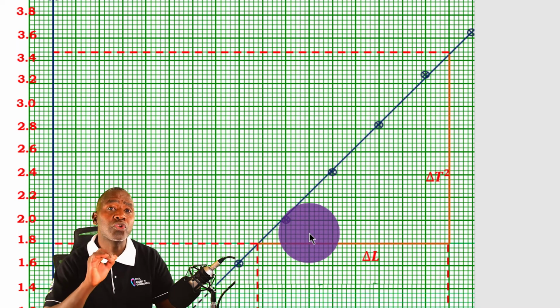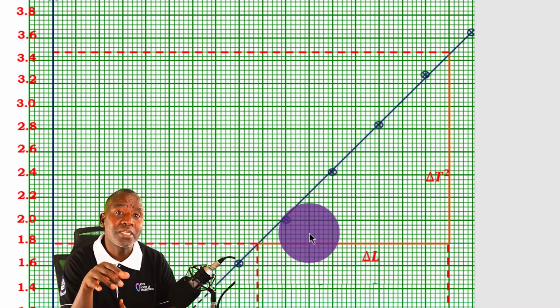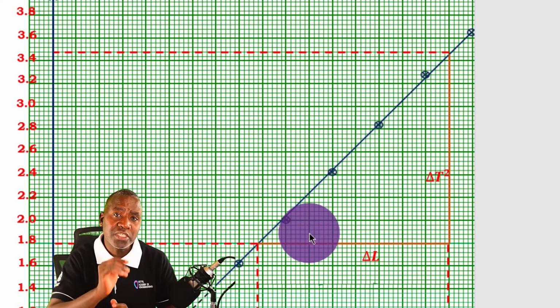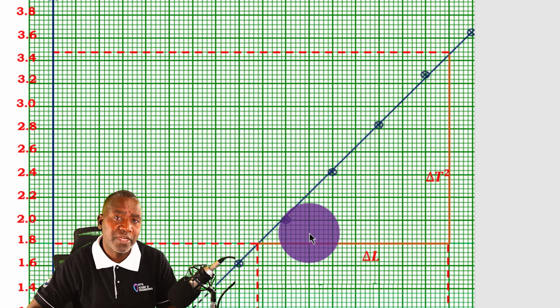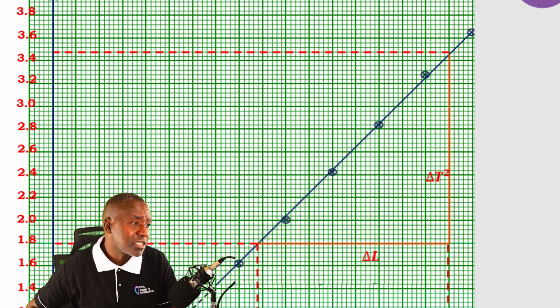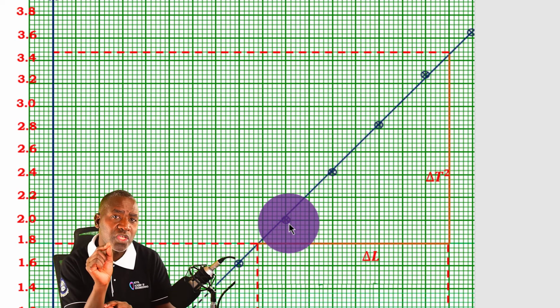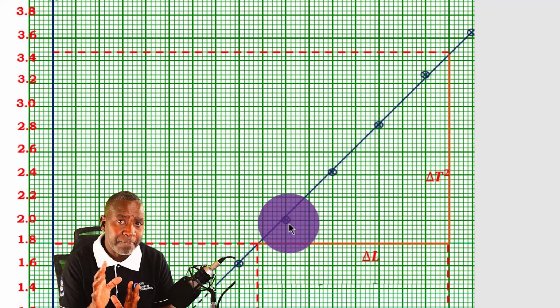Sometimes you may even draw the best fit line in such a way that it doesn't pass through any of the points, but it has left an equal number of points above and an equal number of points below. That one is very, very important that you observe. And then you make sure that the line that you want to draw is at equal distance from each of the points. Those are the skills that you need to use when you are drawing the best fit line.